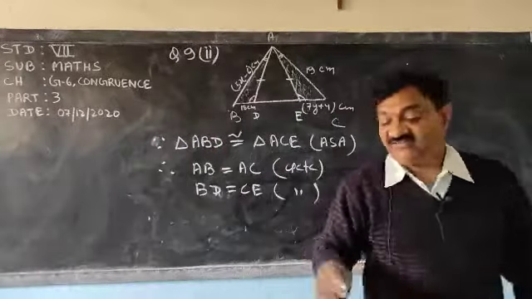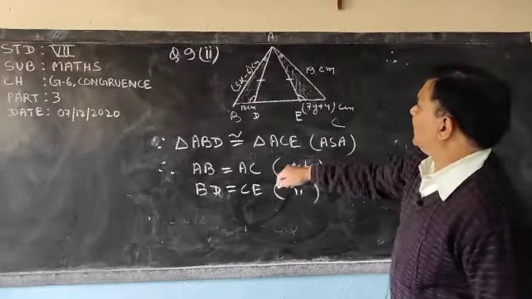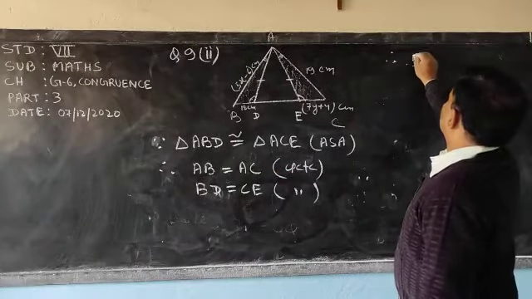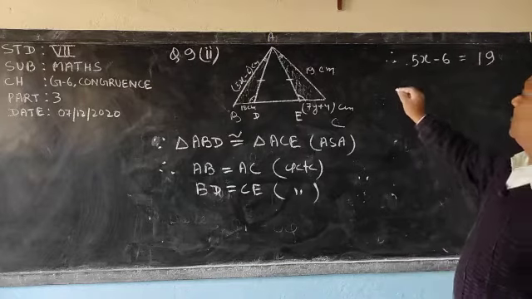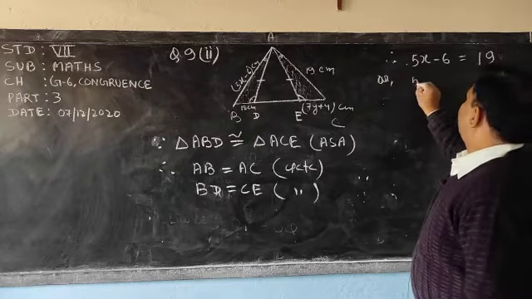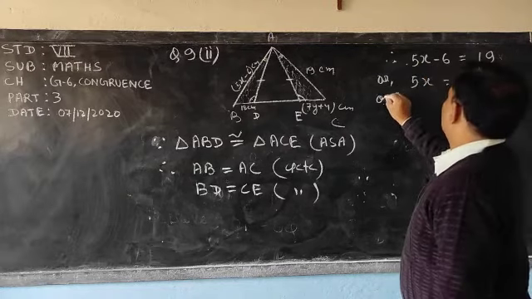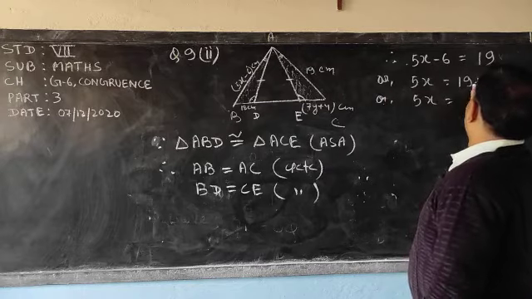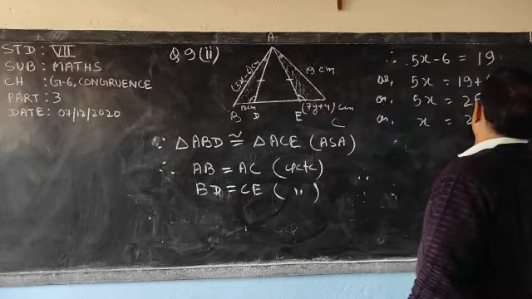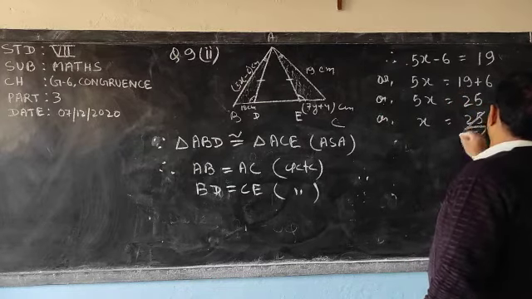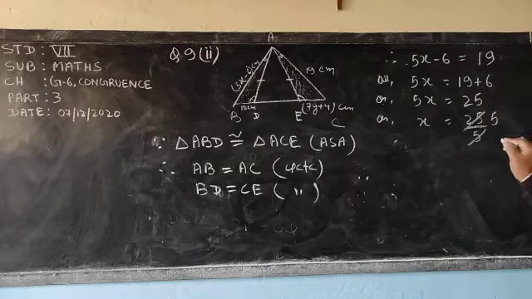Therefore, now come to the question. Therefore, AB is equal to AC. Therefore, 5x minus 6 is equal to 19. Now solve it. Or 5x is equal to 19 plus 6, or 5x is equal to 25, or x is equal to 25 by 5, means 5. Understood or not? Therefore, x is equal to 5.